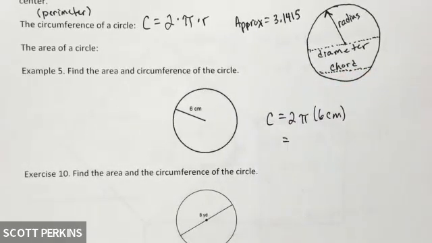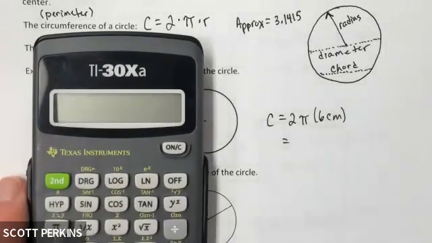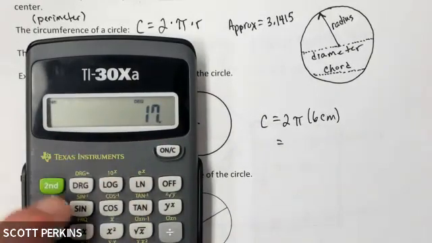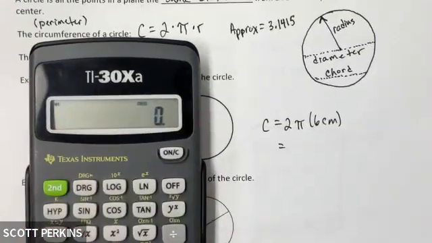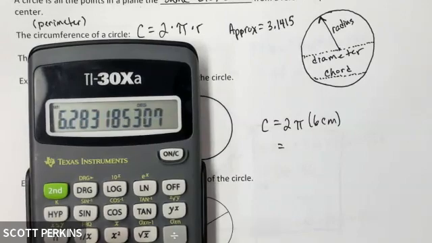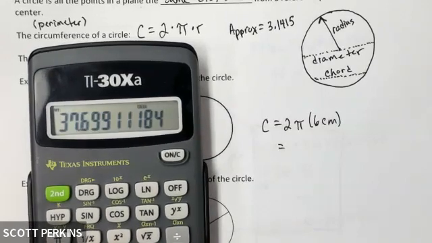Once you plug the appropriate number in the appropriate place, the rest of this just becomes a calculator problem. So I'm going to clear this. I'm going to hit 2 times the pi button, times 6, and that's going to be equal. I'm going to round to the hundredths place, 2 decimal places.